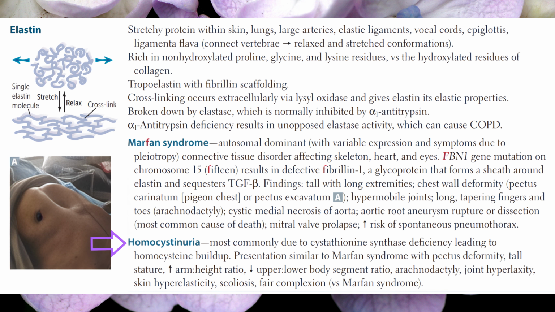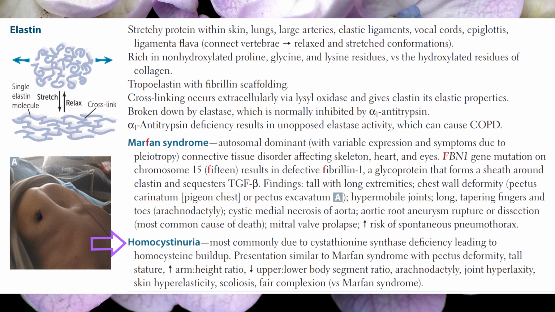Homocystinuria. Homocystinuria is most commonly due to cystathionine synthase deficiency leading to homocysteine buildup. Presentation is similar to Marfan syndrome with pectus deformity, tall stature, increased arm-to-height ratio, decreased upper to lower body segment ratio, arachnodactyly, joint hyperlaxity, skin hyperelasticity, scoliosis, and fair complexion, versus Marfan syndrome.